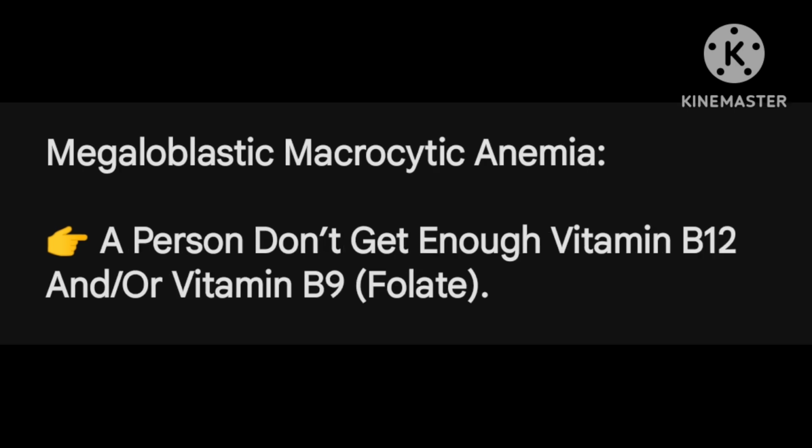First one is megaloblastic macrocytic anemia. It is a form of macrocytic anemia which happens when a person does not get enough vitamin B12 or vitamin B9. Without these nutrients, bone marrow cannot make healthy red blood cells able to carry oxygen throughout the body. These unhealthy cells also die earlier than normal.